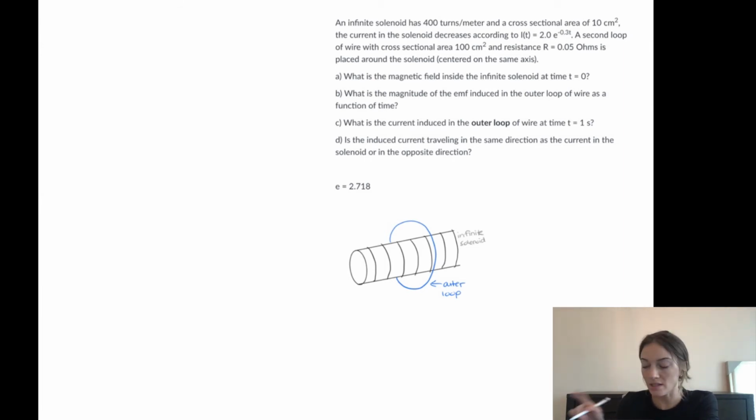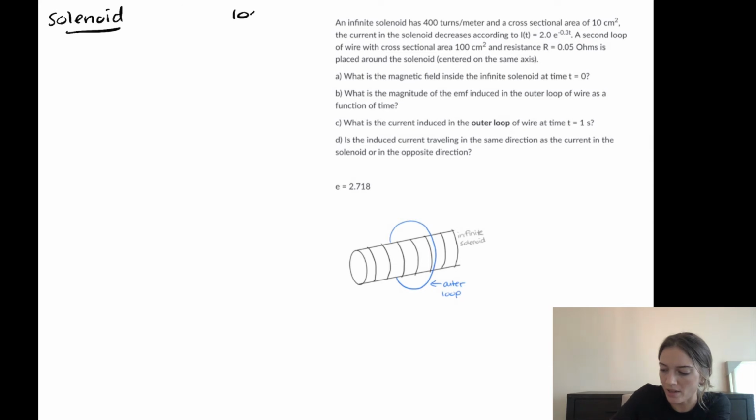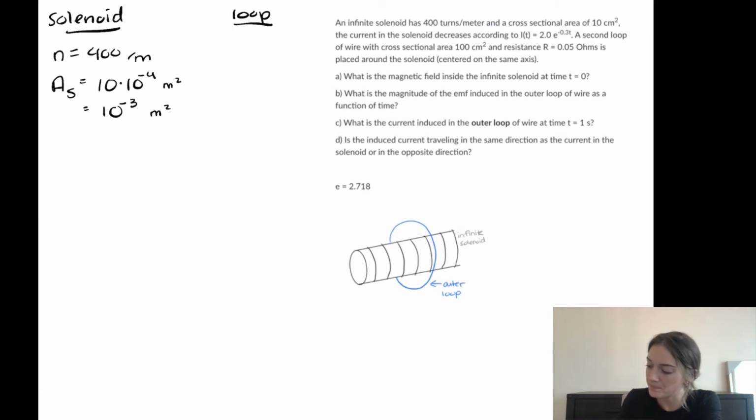We have an infinite solenoid with some outer loop around it. So we have an infinite solenoid with 400 turns per meter. Again, just write out everything for your solenoid and everything for your loop. So we have our infinite solenoid, N is equal to 400 turns per meter, and a cross-sectional area of 10 centimeters squared. So the area of our solenoid is 10 times 10 to the negative 4 meters squared, which is 10 to the negative 3 meters squared.